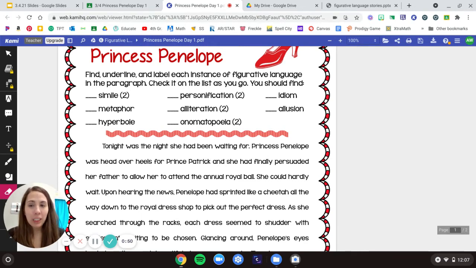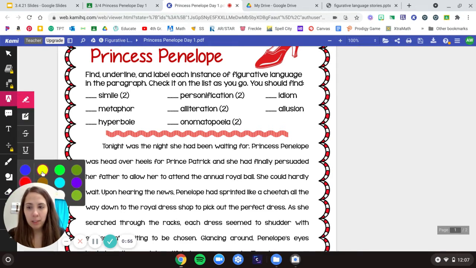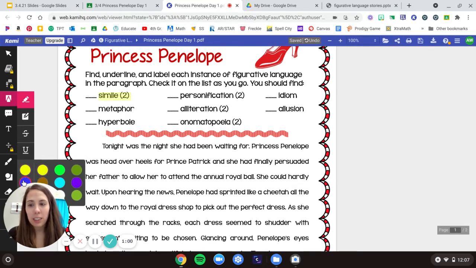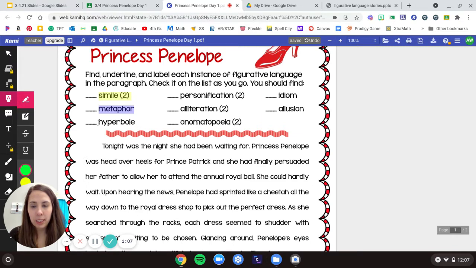So what we're going to do is with our markers, we're going to pick a color. Doesn't matter to me. Like, I'm going to do yellow. So I'm going to highlight simile on top in yellow. And I might do my metaphor in blue. Maybe I'll do hyperbole in green. Maybe I'll do brown or personification. Okay? So what we're doing then is you're going to go through and finish highlighting in these ones.